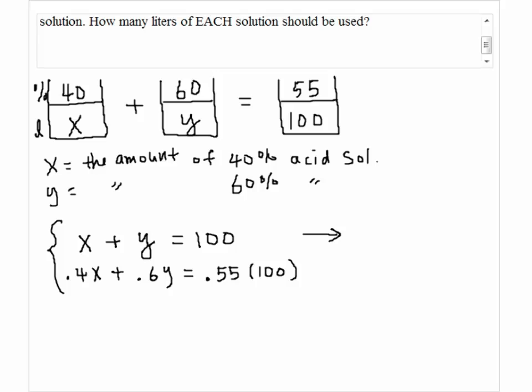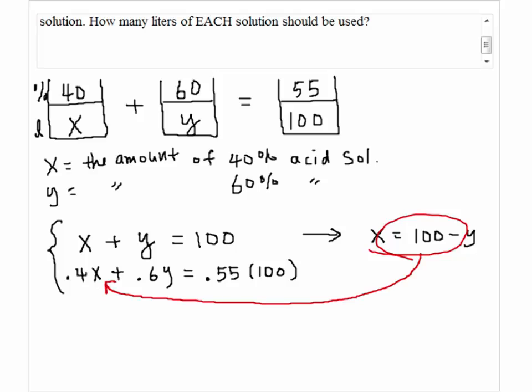First, we're going to solve the top equation for x. So we have x equals 100 minus y. Then we're going to substitute this into the x in the bottom equation. So we have 0.4 times (100 minus y) plus 0.6y equals 0.55 times 100, which is 55.